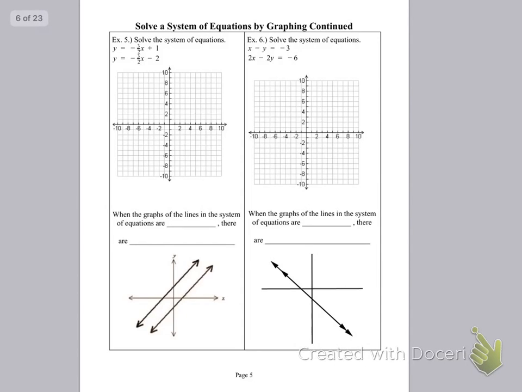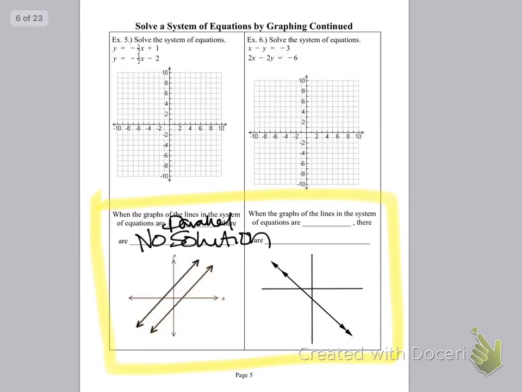All right, we have a couple more problems that I want to talk about, but I want to focus down at the bottom of these notes before we do anything else. So below are two examples of system equations with graphs, and I want you to notice these. When the graphs of the lines in the system of equations are parallel, we have no solution, because if you look, these lines are never going to cross.